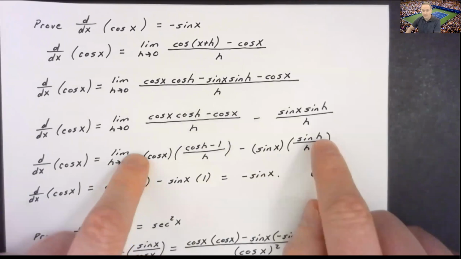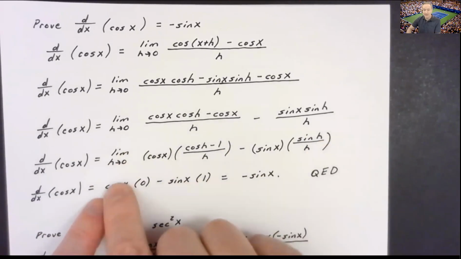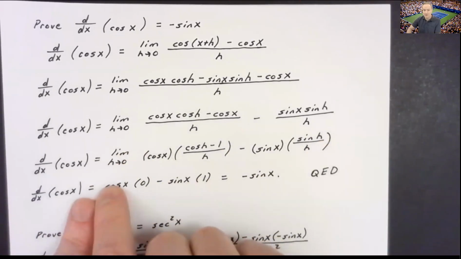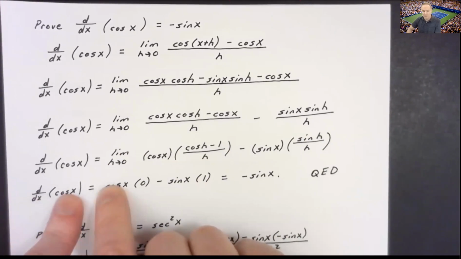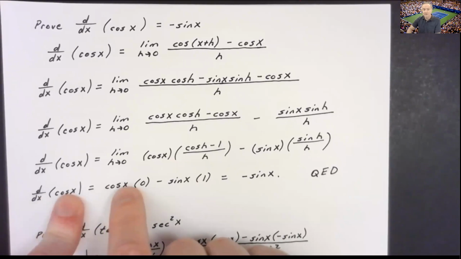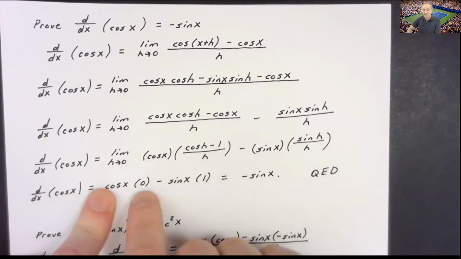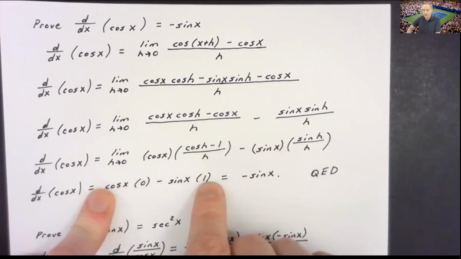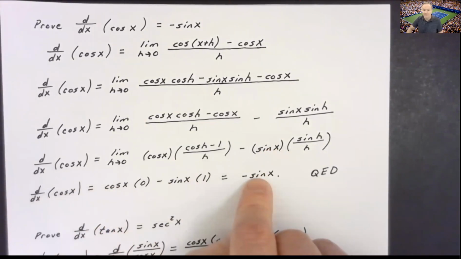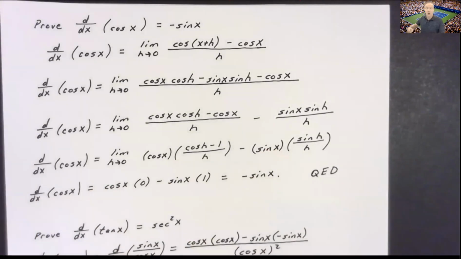So all I'm doing from this step to this step is taking that limit. That's why the limit as h approaches 0 has disappeared. I can say the derivative with respect to x of the cosine function is the cosine of x times 0 minus the sine of x times 1. Well, it's the negative of the sine of x then. Quod erat demonstrandum, done with the proof.